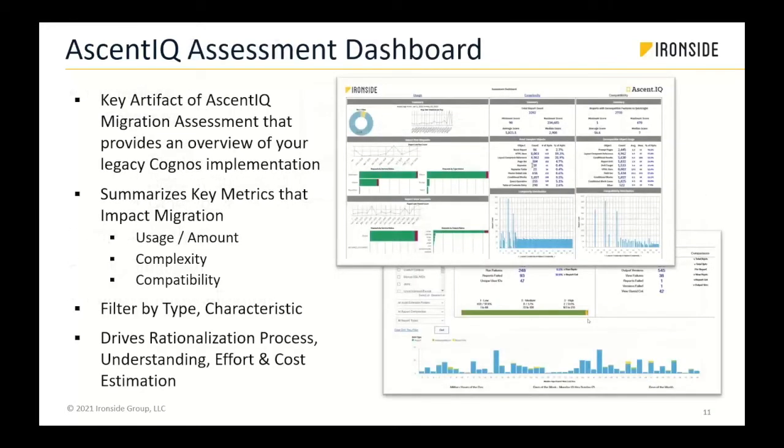Okay, so the first, if you will, kind of artifact of AscentIQ is based on what we call the AscentIQ Assessment, and that's, again, where we're looking at your environment, understanding details about the architecture, pulling down your audit information, pulling down your information from your content store. And really the dashboard is that key artifact that brings it all together.